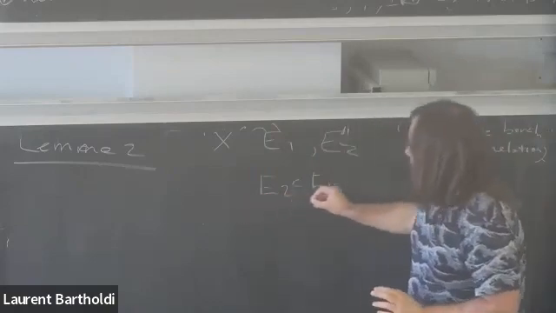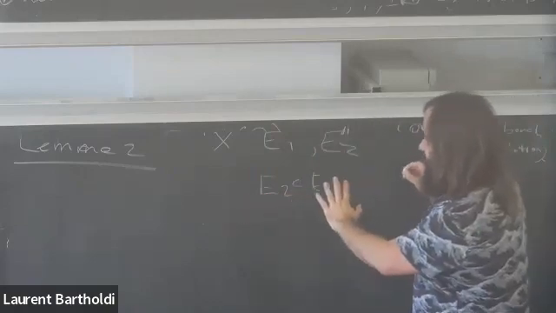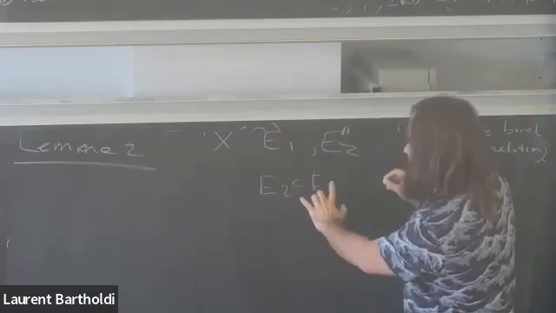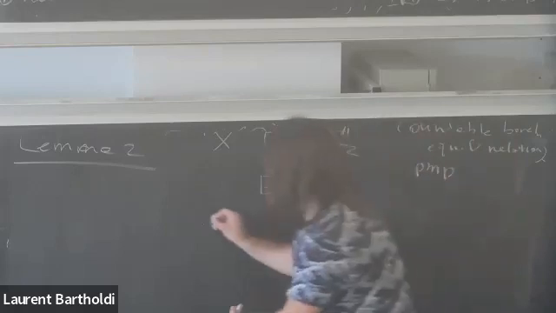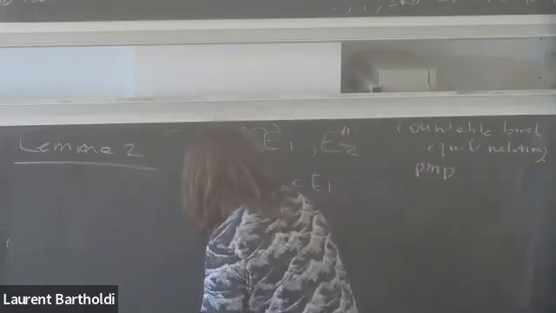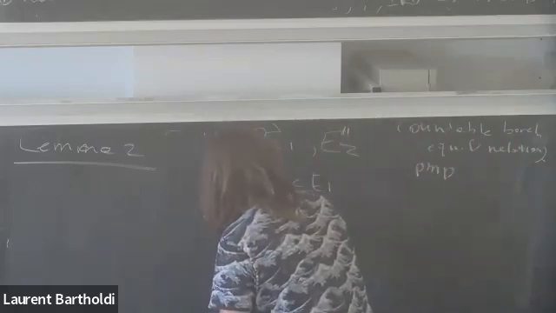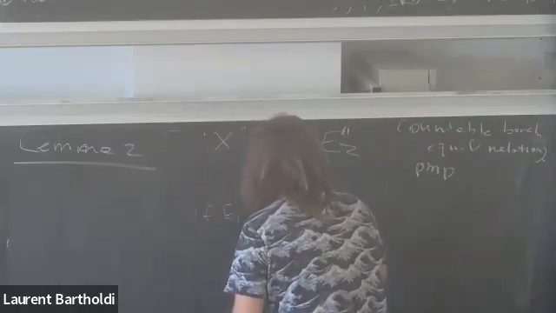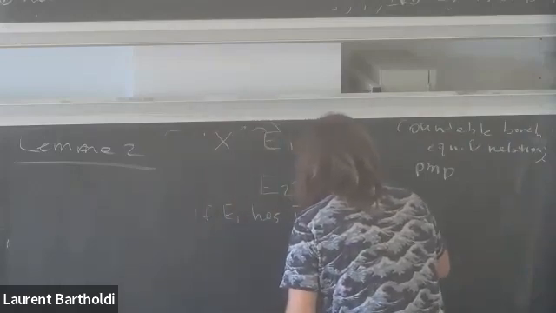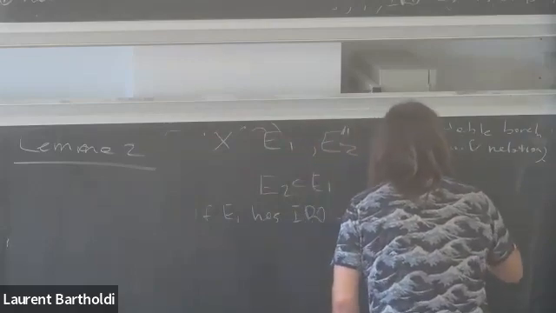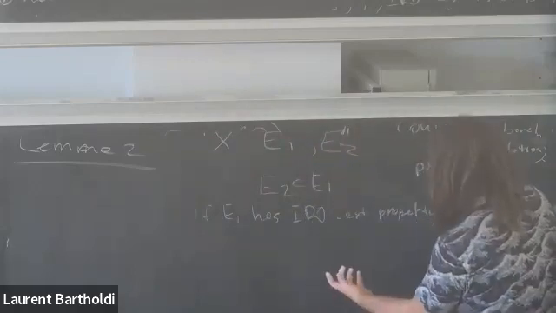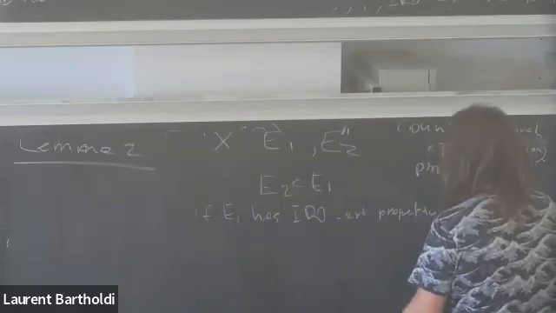Then we have the following: if the bigger equivalence relation has the IRO extension property, then the smaller one does.